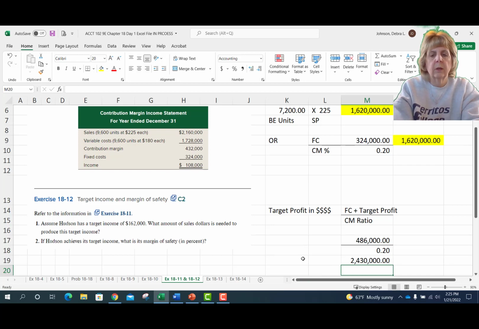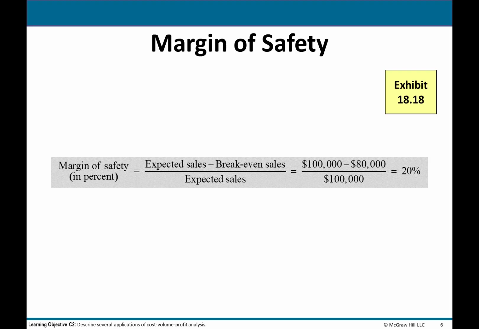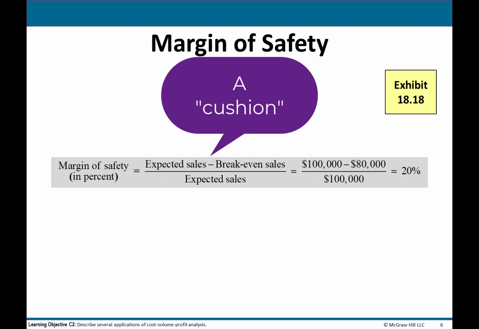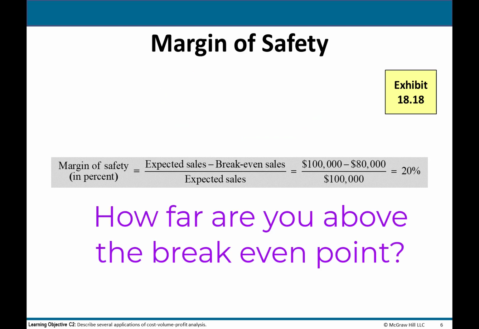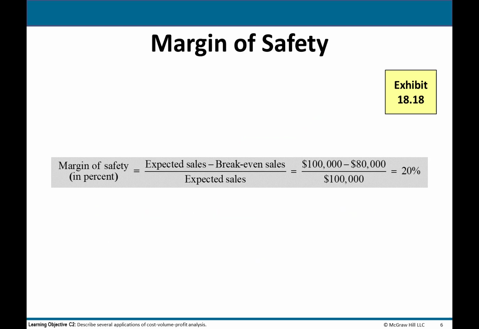It's just one more application that comes out of cost volume profit and specifically is an add-on to the break-even point. Let's take a look at number 2, which asks us for the margin of safety. Let's talk about that concept before we compute it. When I think of the margin of safety, I think about a cushion or safety net. Of course, all companies want to do better than just break even. So a company's margin of safety shows how far above the break-even point a company is. Again, in my head, I think of a cushion.